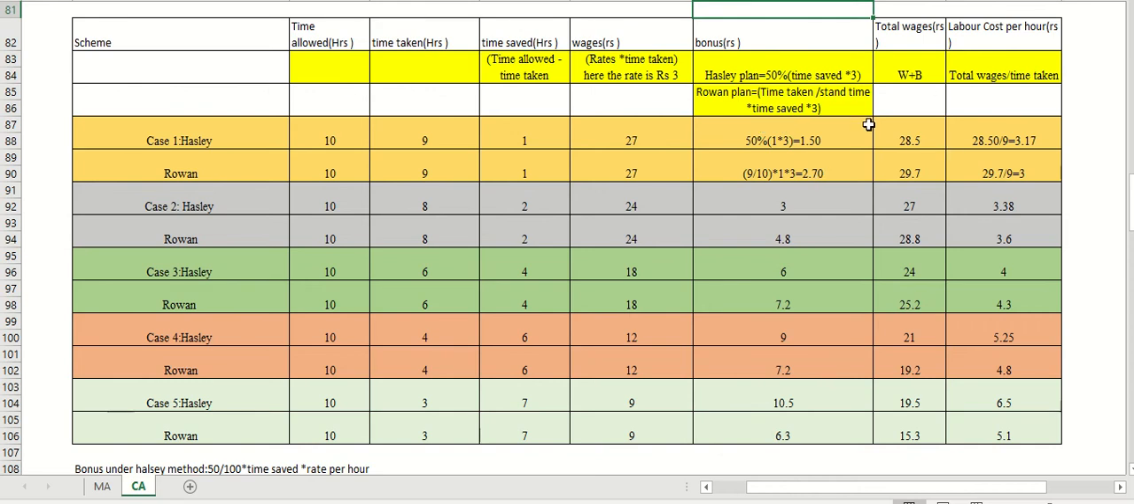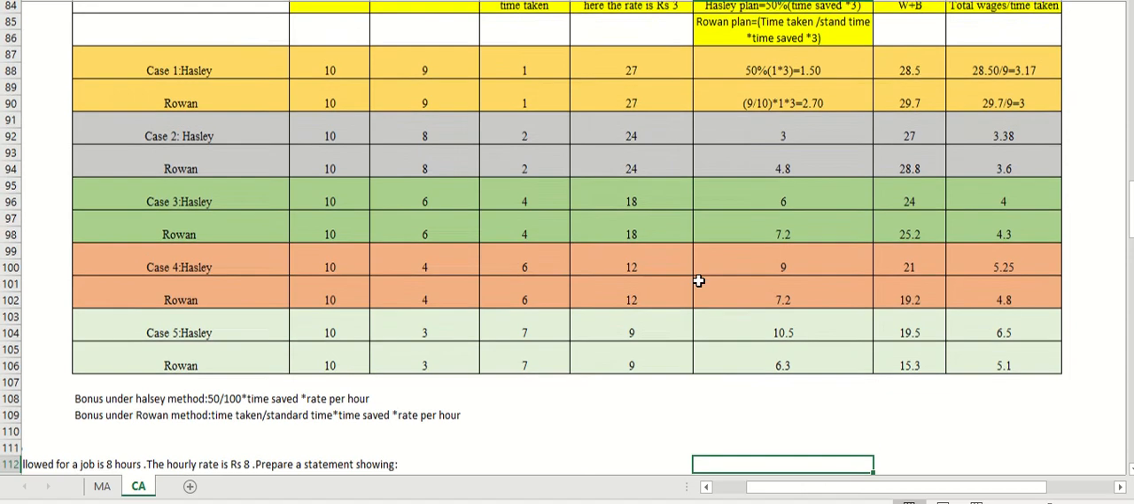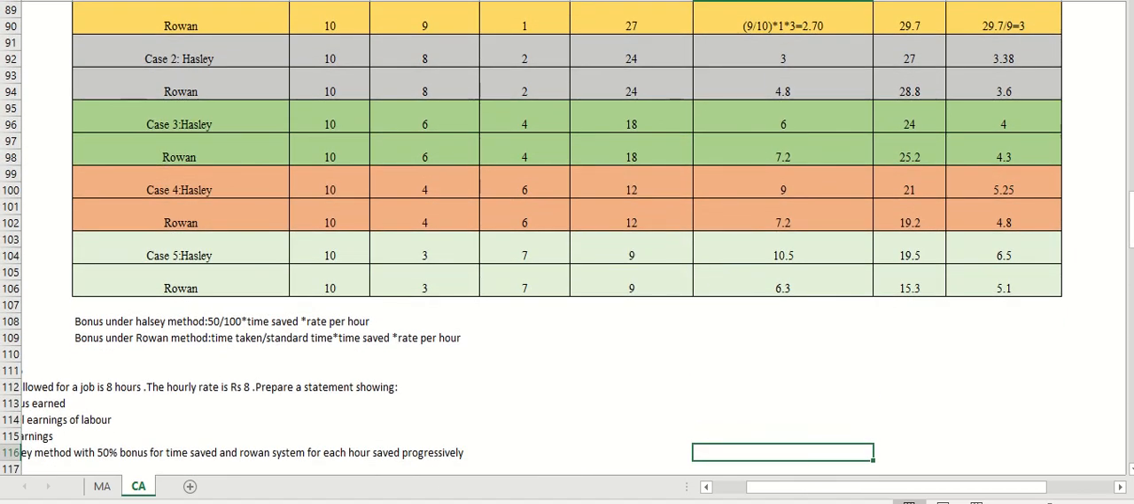So after calculating your bonus, your total earnings will be calculated by adding your wages and bonus, and the cost per unit of the labor will be calculated by dividing the total wages by the time taken by the employee. So we are moving on to the next sum.